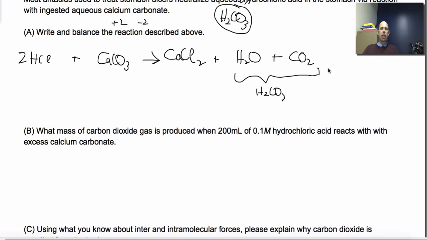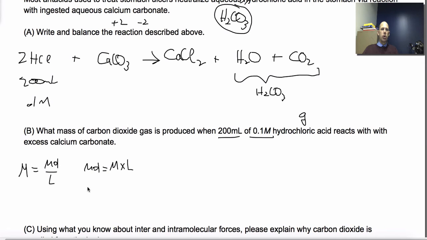Mass of carbon dioxide, so we want to know the grams of CO2 here, and we've reacted that with 200 milliliters of 0.1 molar hydrochloric acid. The first thing we need to do is get moles of hydrochloric acid. Molarity equals moles divided by liters, so moles equals molarity times liters. So my moles is going to be 200 milliliters multiplied by that 0.1 molar, and I'm going to get 0.02. Actually, I'm sorry, this should be 0.02 liters.